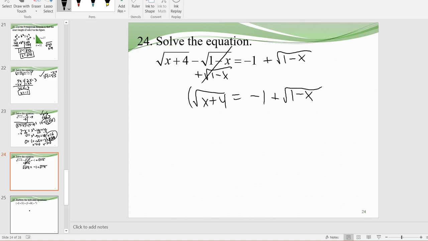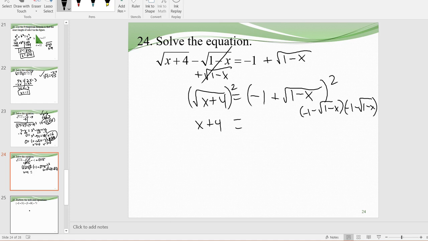What we can do now is square both sides. This gives the left side just an x plus 4. The right side is a little messier: 1 minus square root of 1 minus x, 1 minus square root of 1 minus x there.